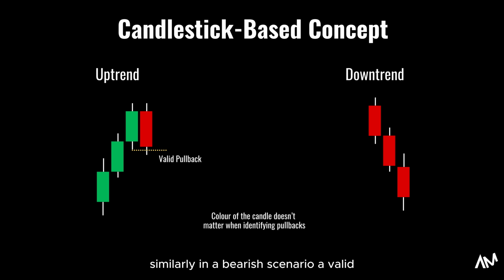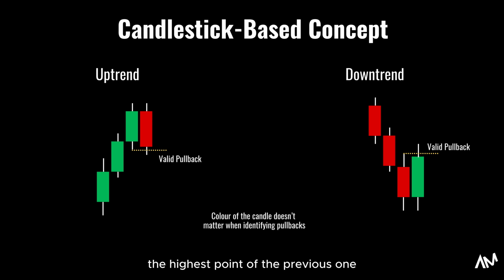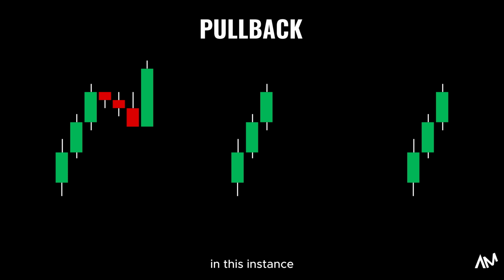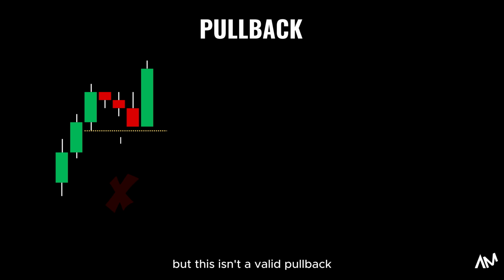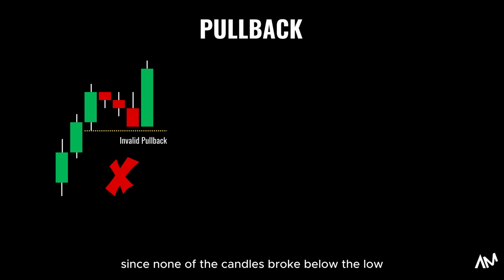Similarly, in a bearish scenario, a valid pullback is identified when a candle breaks above the highest point of the previous one and sweeps liquidity. Let's examine some additional examples for a clearer understanding. In this instance, we're observing a sequence of bullish candlesticks followed by several bearish ones. The latest high forms the subsequent low, but this isn't a valid pullback since none of the candles broke below the low. This is essentially a move within the previous candle, and we have no liquidity sweep. Therefore, we'll classify this as a single bullish movement.